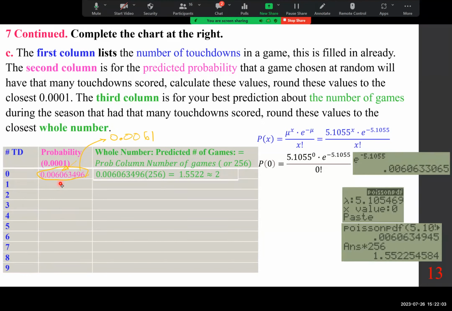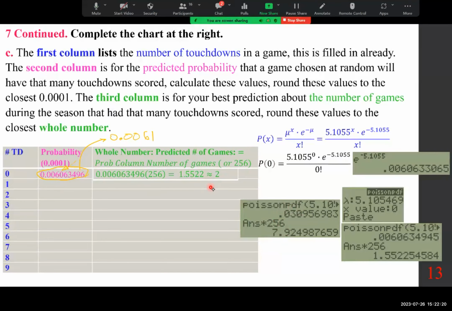What about 1? Let's go with this formula and replace the x with 1. And then multiply it by 256. So this number goes here. And if you multiply it by 256 goes here. Let me do one more. Let's change this x to 2. This number goes here, multiplied by 256 goes here.